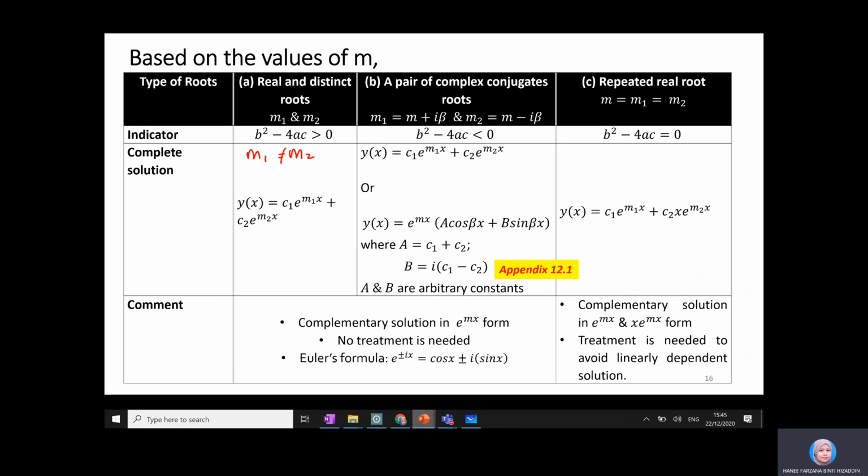And for b² minus 4ac less than 0, you will have m1 and m2 as complex conjugate roots. So m1 is m plus iβ, and m2 is m minus iβ. So your proposed solution is c1 times e^(m1x) plus c2 times e^(m2x), where m1 is this and m2 is that. Or you can also write this y(x) in terms of cos and sine. You can see the derivation for this in Appendix 12.1 from your notes.